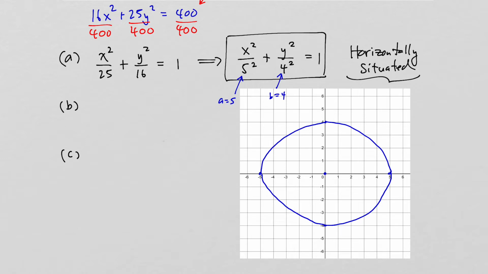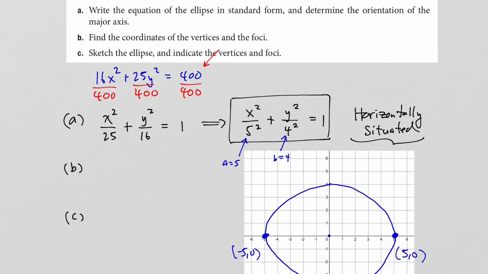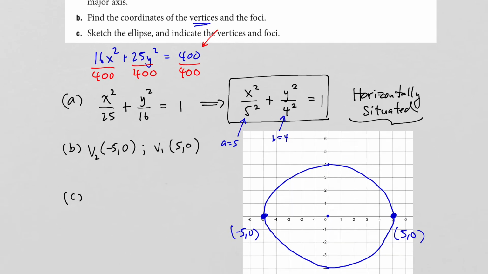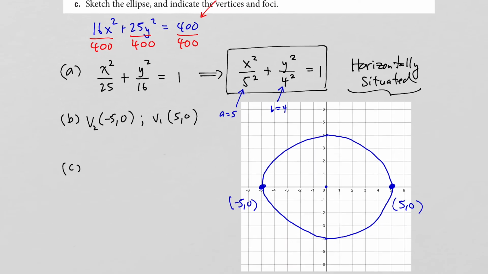Now, the 2 points on the end of the major axis, these 2 points right here, which are the points (-5, 0) and (5, 0), those are what we call the vertices. So up here in part B, they asked for the coordinates of the vertices. So one vertex is (-5, 0). I'll call that V2. And the other vertex, which I will call V1, is (5, 0). Now we need the coordinates of the foci.